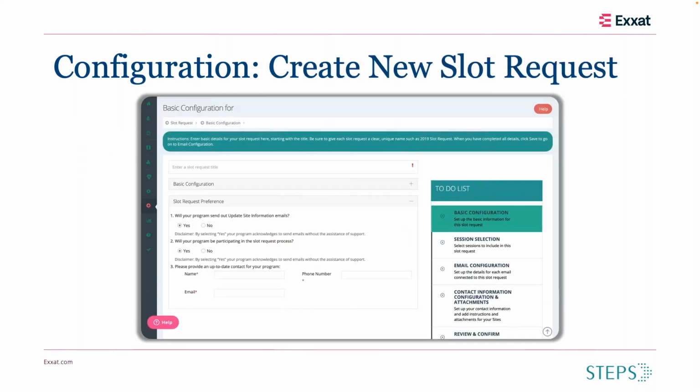If you are creating a brand new slot request, if you're a first-time user, then this is the option you'll have to go with. If you're just wanting to try something new and set everything up again from the ground up, then this is pretty straightforward. You'll land on the slot request configuration. You'll create your title and then go through the to-do list to build your configuration.